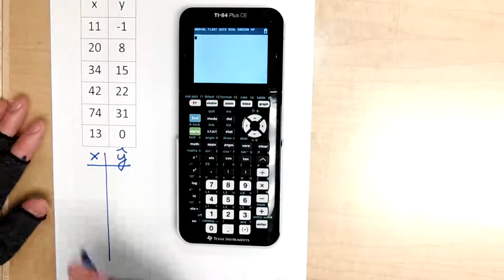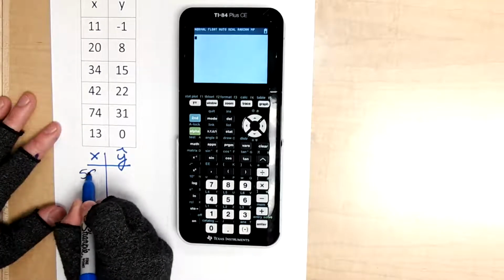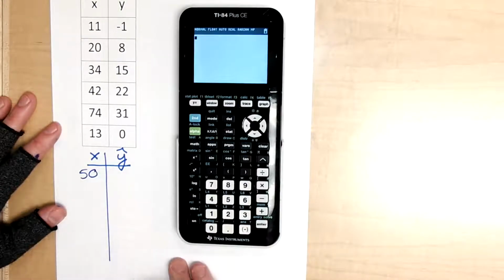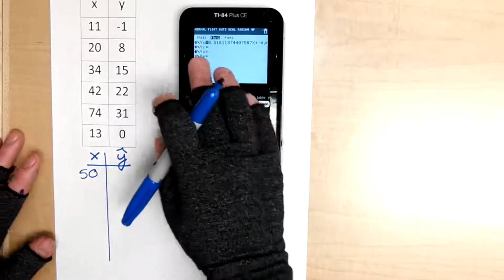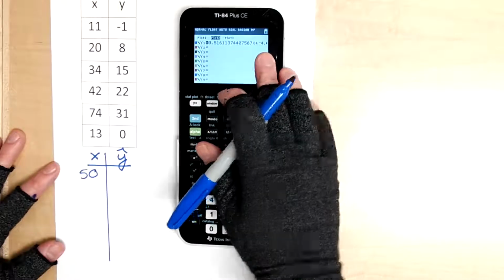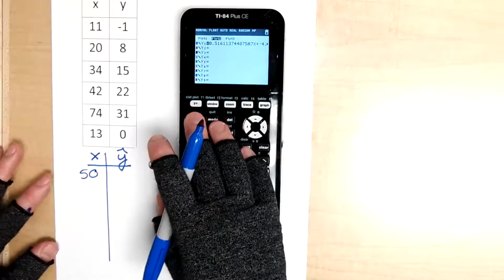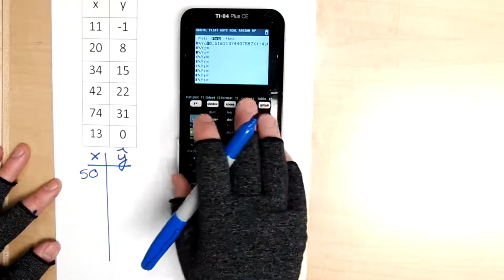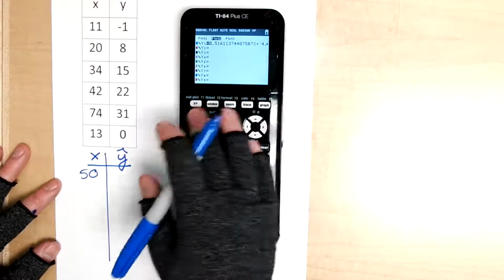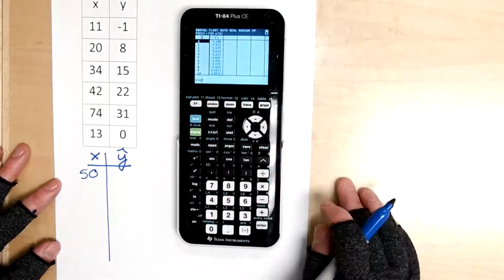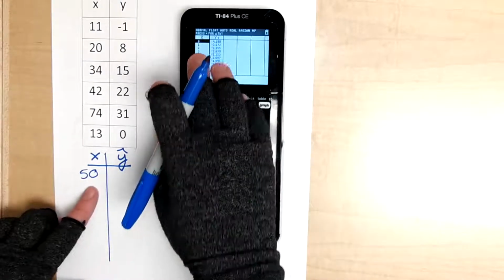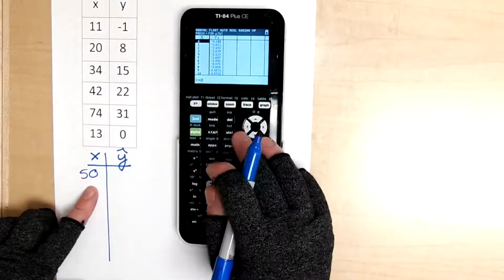Let's choose 50, and I'm asking what is the y value. Well, remember, we've already stored our regression equation in here. So you could go ahead and do it by hand, or you could go to your table. Before I go to my table, let's go to it. I bet it's going to look awful. I'm starting here at 0 and I'm jumping by ones. I don't want to have to scroll to 50.